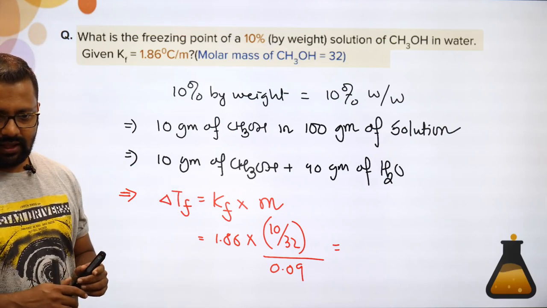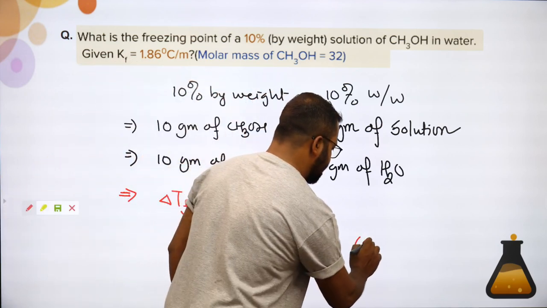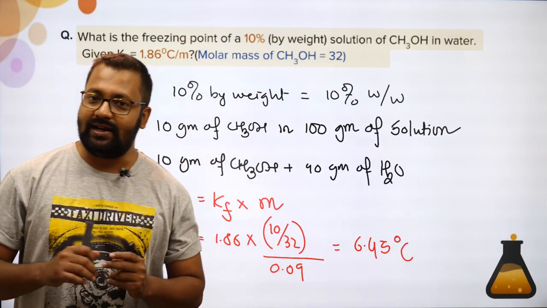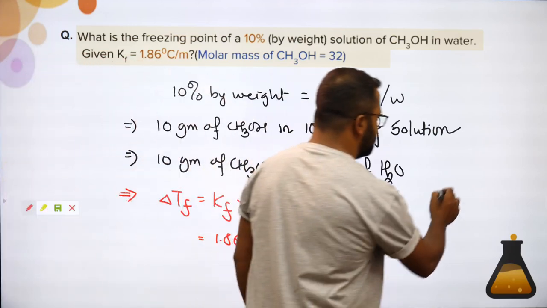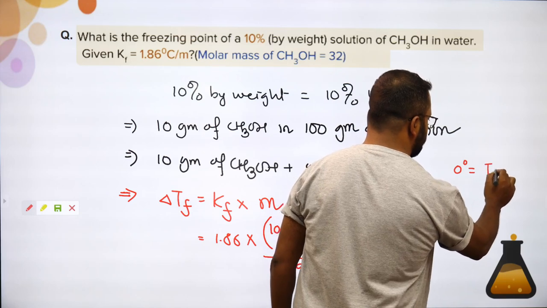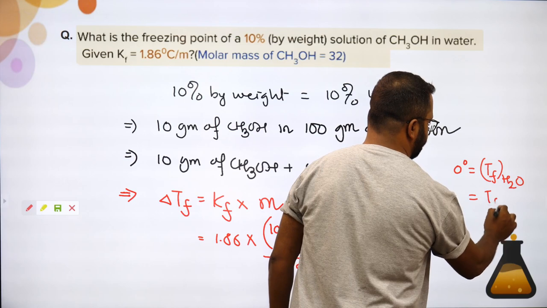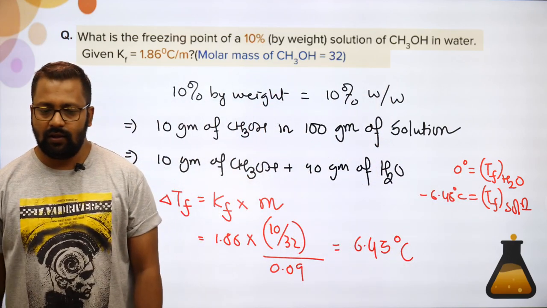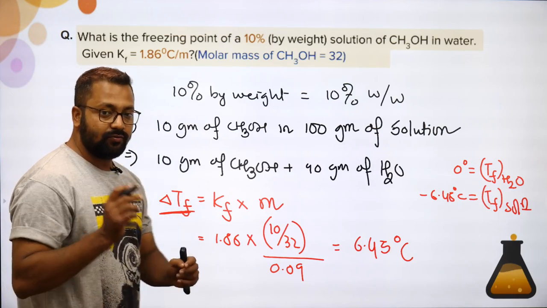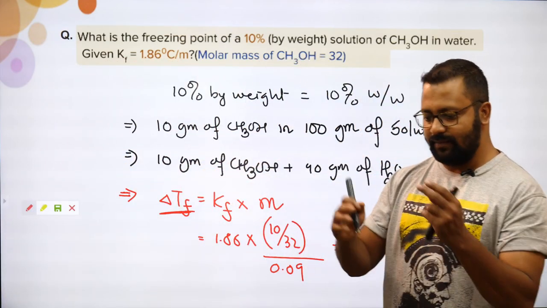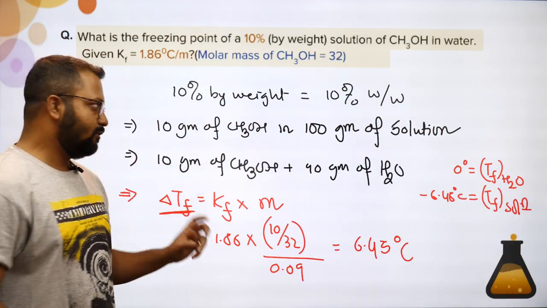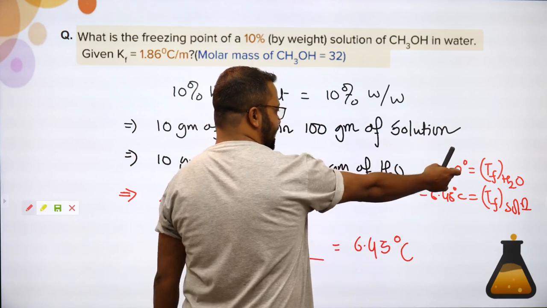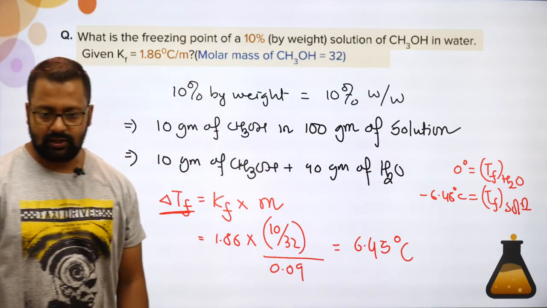So you're getting it as 6.45. 6.45 degrees Celsius is the depression. Okay, it's the depression. So if the original temperature was 0 degrees Celsius, where water was freezing, the freezing point of the solution will be -6.45 degrees Celsius. What you calculate over here is not the freezing point of the solution, but rather the depression. That means we calculate how much it has decreased. 6.45 is the depression, so the freezing point of the solution will be less than zero. The solvent's is zero, so this will be -6.45. Okay?